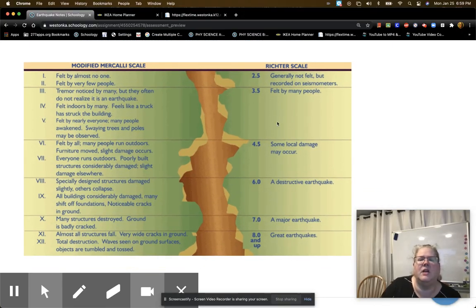Here is another, the modified Mercalli scale. This is the old traditional Richter scale. Basically, generally not felt but recorded on seismographs as a 2.5. That would include 1 and 2s here. So they just kind of break it into more specific parts. This is probably going to be the scale you've heard more of, but this is the one that's probably a little more widely used. See, this 3.5 is actually broken into 3 parts. Some local damage may occur is broken into 2 parts. A destructive earthquake here has got 2 different separations within that scale.